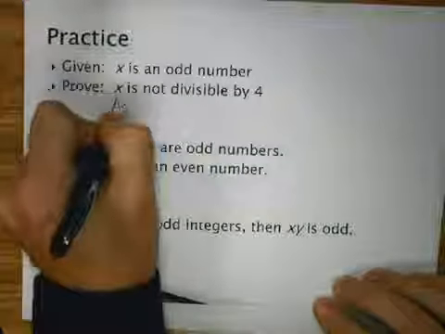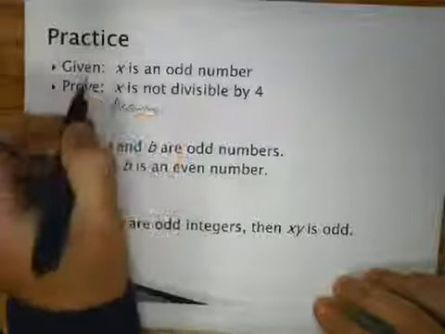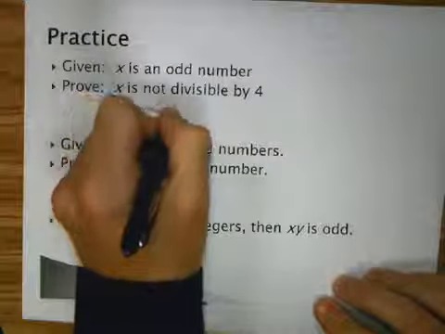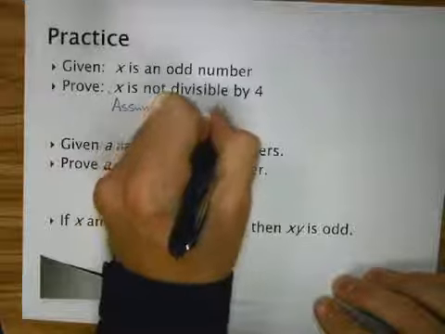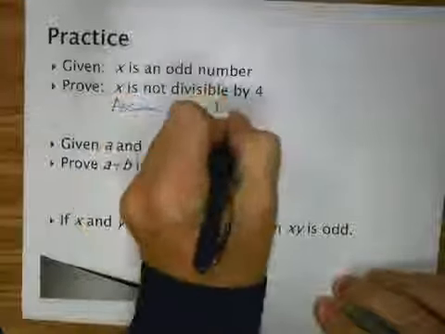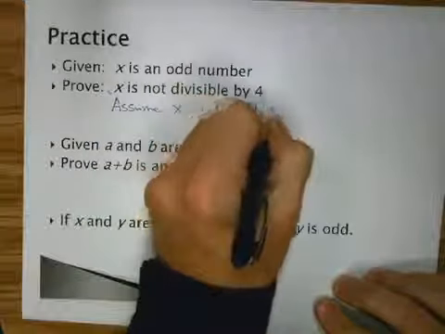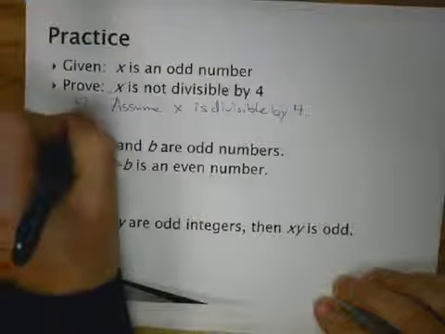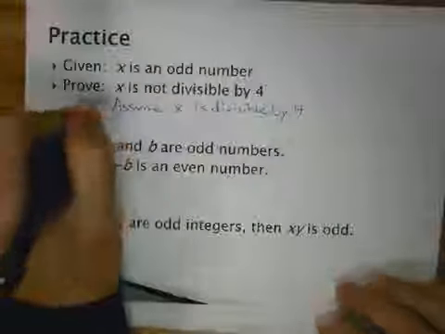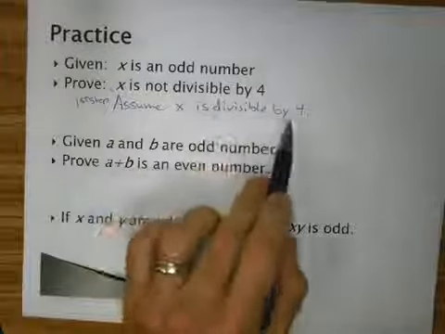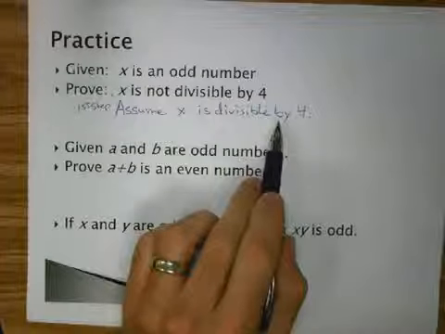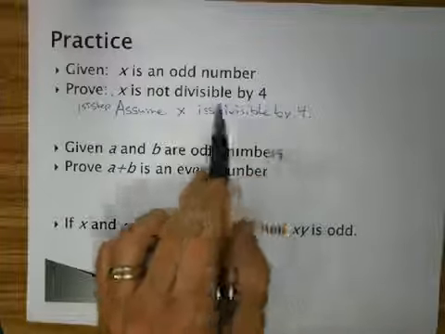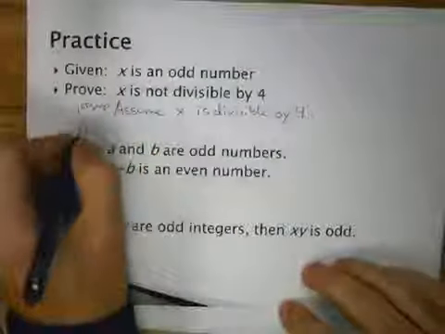So, given x is an odd number, prove x is not divisible by 4. Normally we'd have to take this, work through our steps, and arrive at the end showing what we want to prove. We're going to do it differently here. We're going to assume the opposite of our conclusion. So x is not divisible by 4. We're going to assume x is divisible by 4. That's the first step.